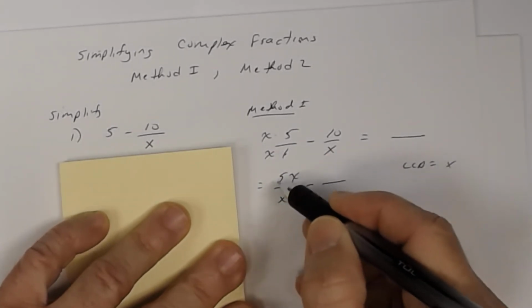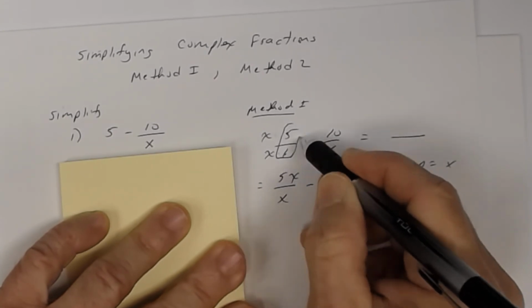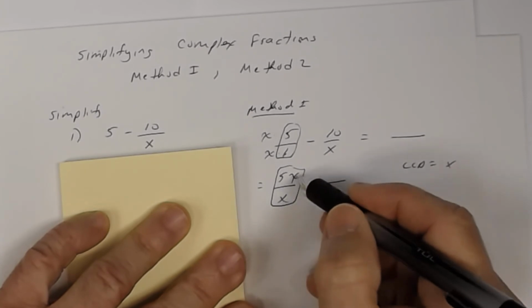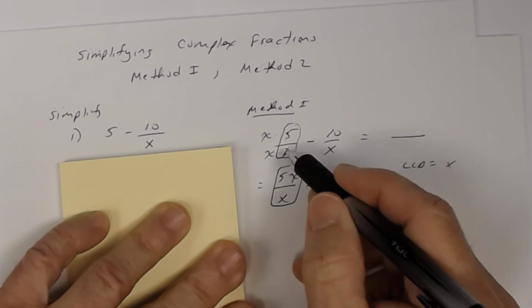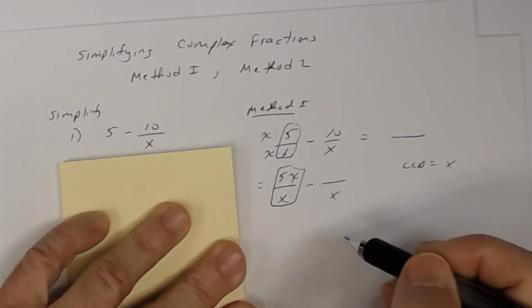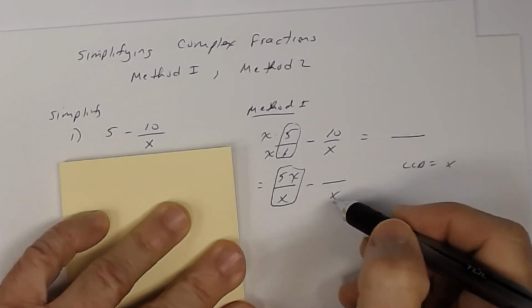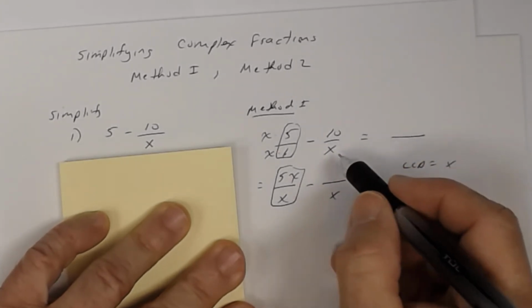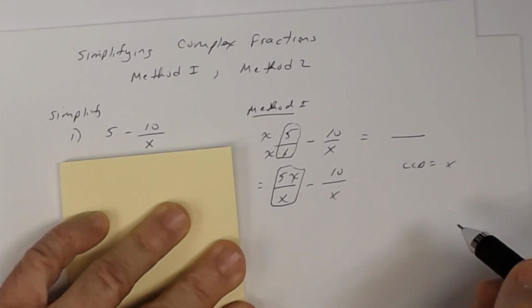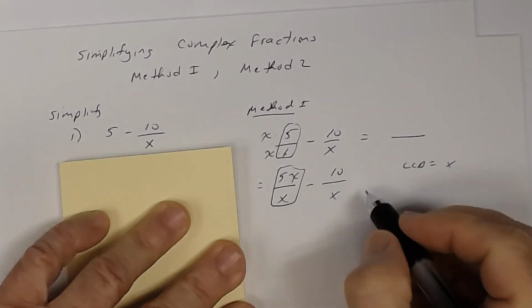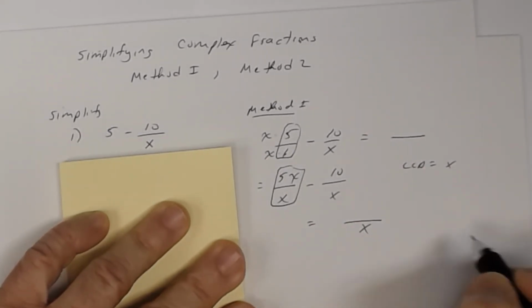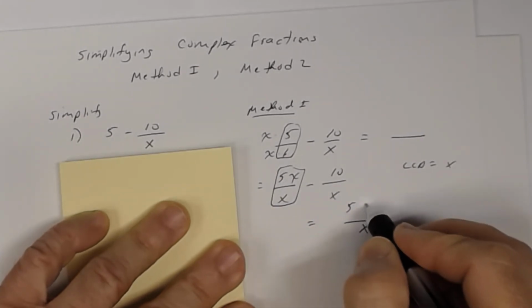It makes sense that these two rational expressions are equivalent, because if I reduce the x's, I get 5, because 5 over 1 is the same thing as 5. Over here, the denominators are the same, so the numerators are the same: 10 divided by x is equivalent to itself. Since the denominators are the same, I can write this as one rational expression with the denominator x, and so this becomes 5x minus 10.